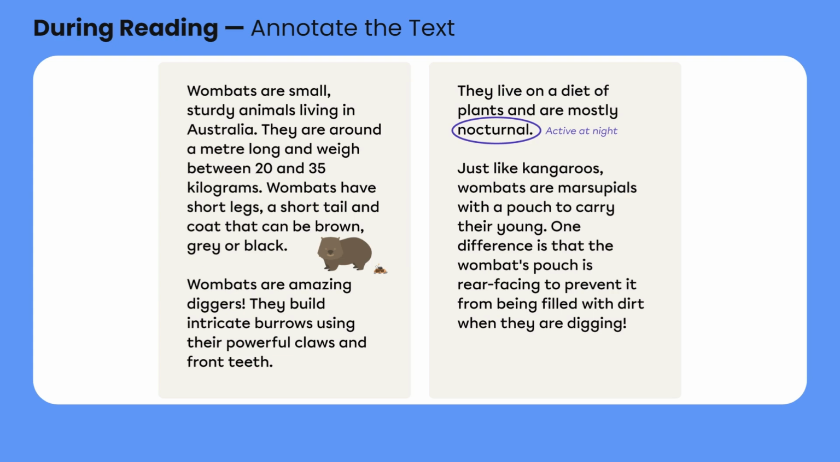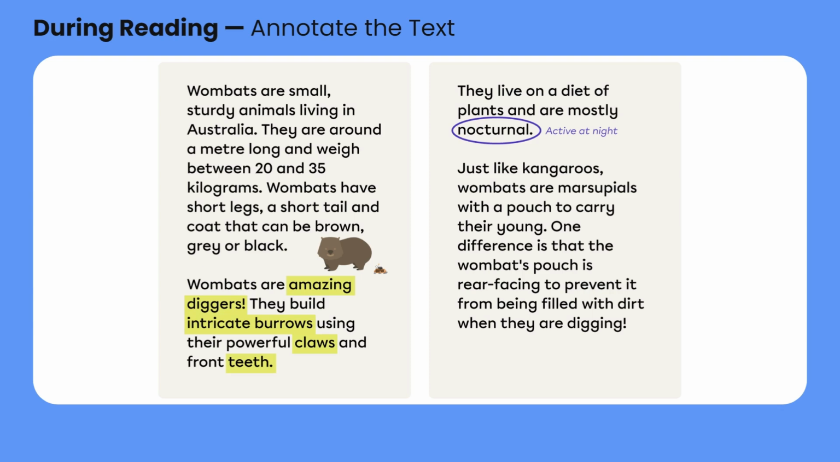Here, we circled the words mostly nocturnal, which means that the wombat is mostly active at night. It sleeps during the day. That's an interesting fact. Make sure that you take the notes in your book, but that you leave enough space to read the text later. You don't want to clutter everything up so that it's completely illegible. So make it clear and make it simple.